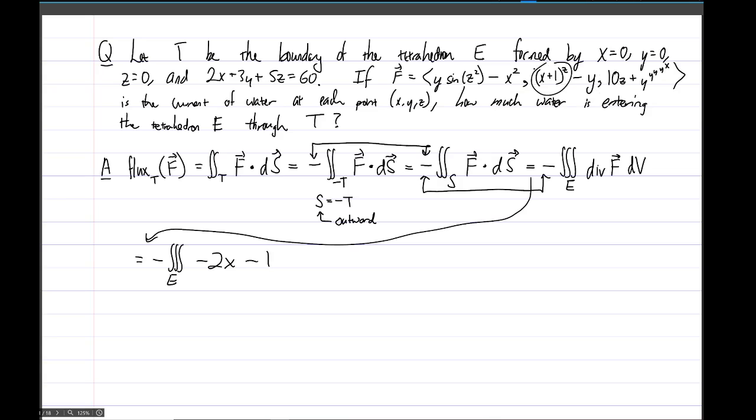Okay, good. So this x plus 1 to the zth power, that's all gone because that looked a little weird. And then the last component, you differentiate with respect to z and you just get 10. So plus a 10 here. That's good because I didn't really want to deal with the y to the y to the y to the y to the x part. Okay, dV. If we clean this up a little bit, let's go ahead and distribute in this minus sign and have triple integral over E of 2x minus 9 dV.